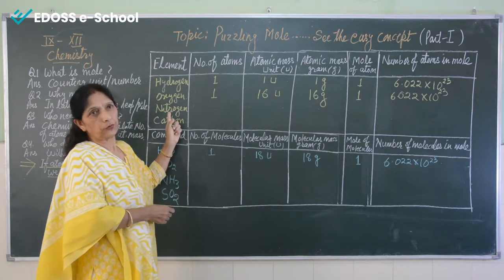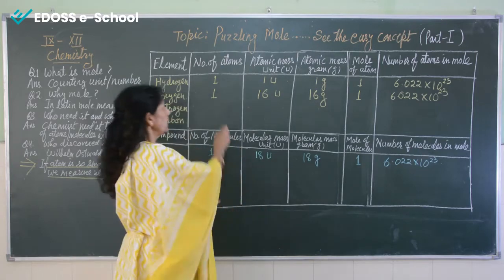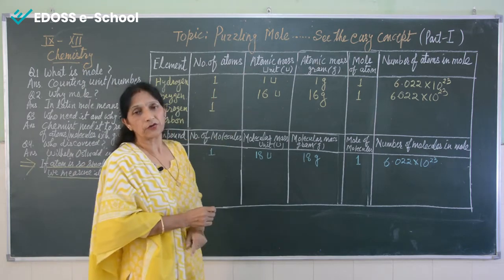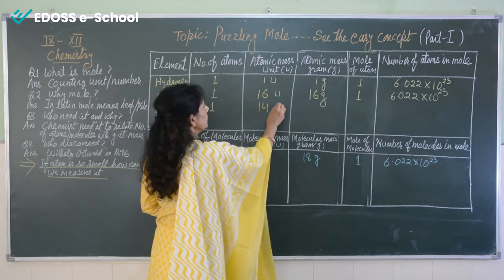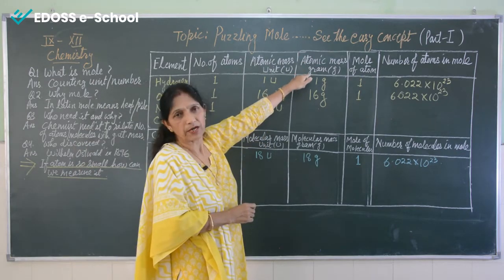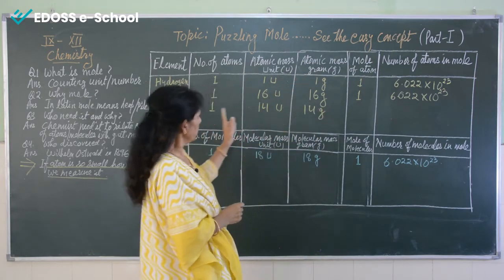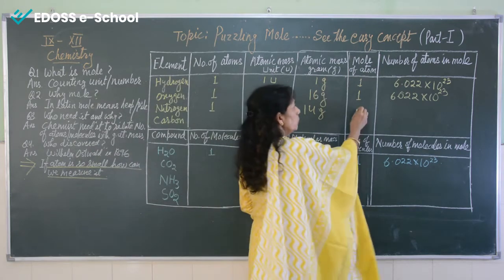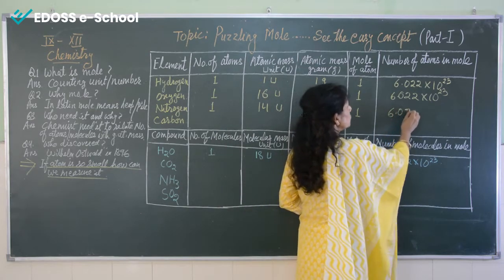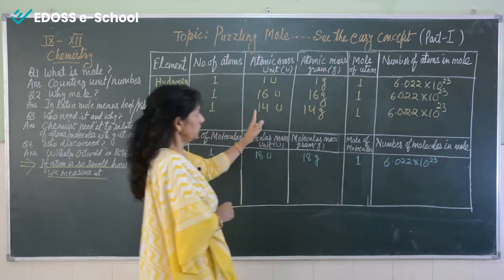Now if I am coming to nitrogen, the number of nitrogen atoms I am taking is just 1. This is 1 nitrogen atom, and the atomic mass of nitrogen we know is 14U. If I am taking gram atomic mass, then it will be 14 gram. And how many moles are there? We will say mole is 1, and the number of atoms is 6.022 into 10 raised to power 23. These all figures are the same.